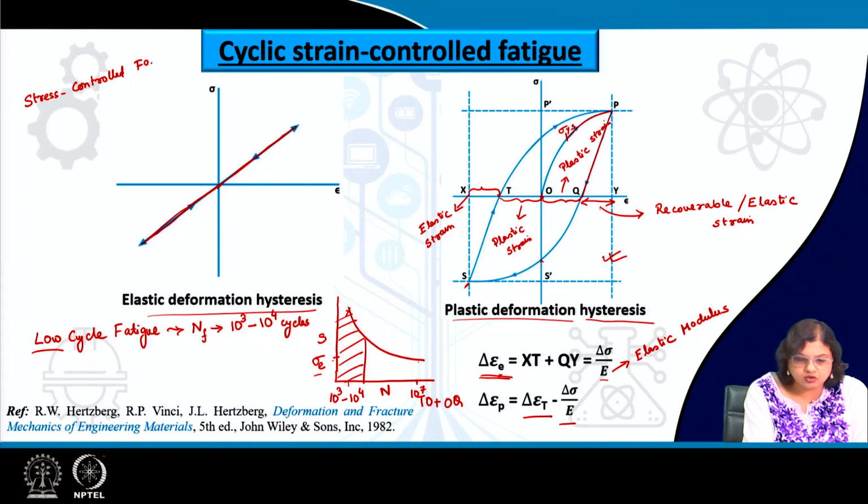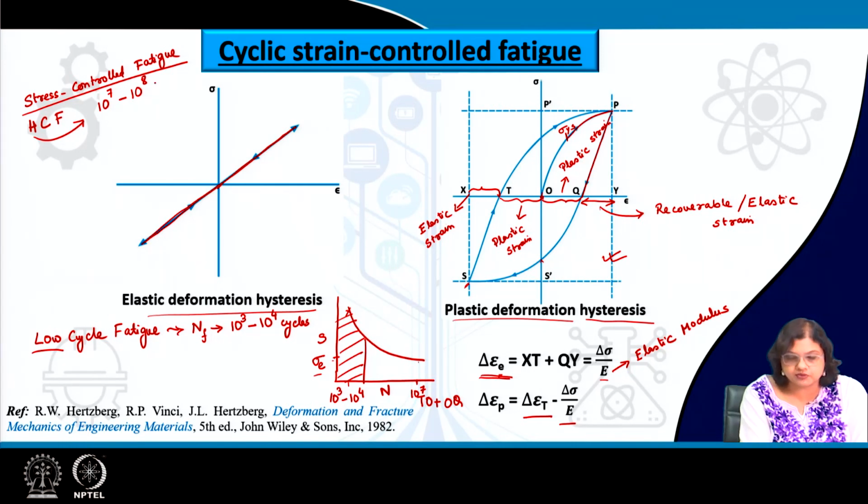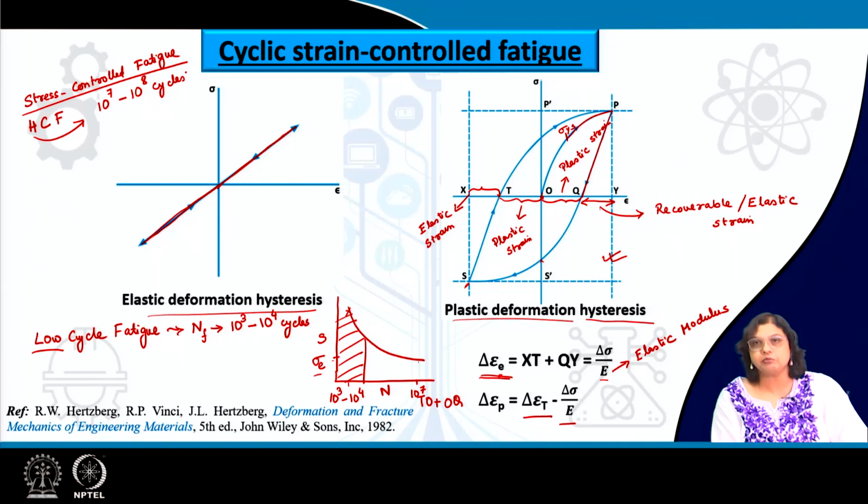We have seen for the case of stress controlled fatigue that we mostly look for the SN curve, or we mostly determine the high cycle fatigue part, and this high stands for 10 to the power of 7 to 10 to the power of 8, or sometimes 10 to the power of 6 number of cycles also, right. So, that is the major difference.